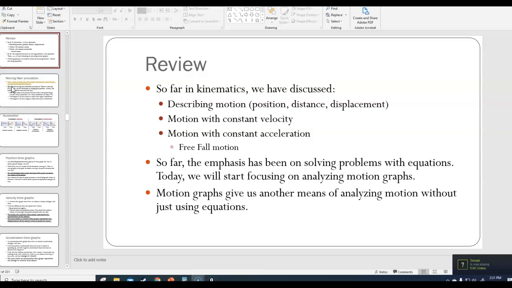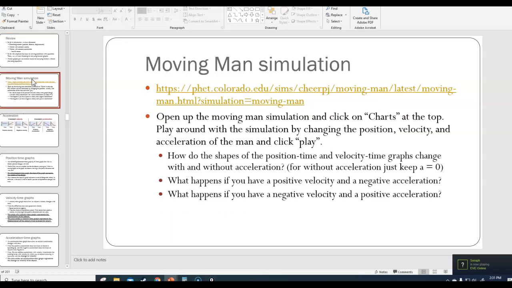So to lead us into looking at motion graphs, I have a simulation which I want you to play around with. Okay, so I will include the link so you can access that simulation. And what I want you to do is open up the Moving Man simulation, and click on Charts at the top.